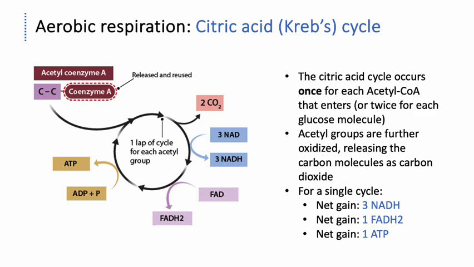So for a single cycle, this is what we're making: NADH, FADH2, and 1 single ATP molecule. That's one cycle. If you want to say what's the products per glucose, then you would just multiply those by 2. So 6 NADH, 2 FADH2s, and 1 ATP, right?